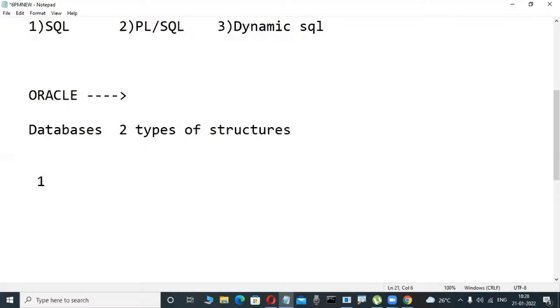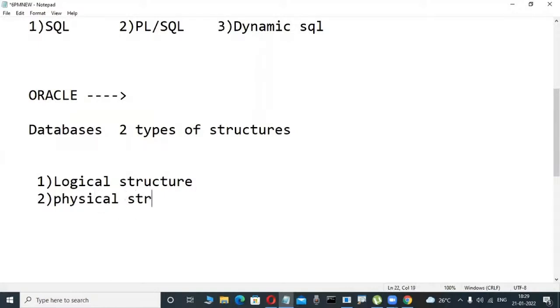Does anybody have an idea? Suppose you are taking Oracle, SQL Server, MySQL, DB2, any relational database software you are installing in your system, two types of structures are there. One is logical structure. Database means it is a place where we can store structure. Another one is physical structure.